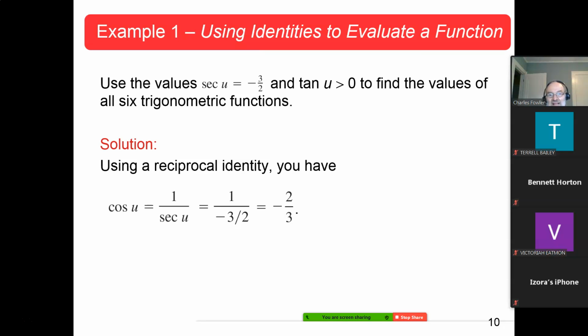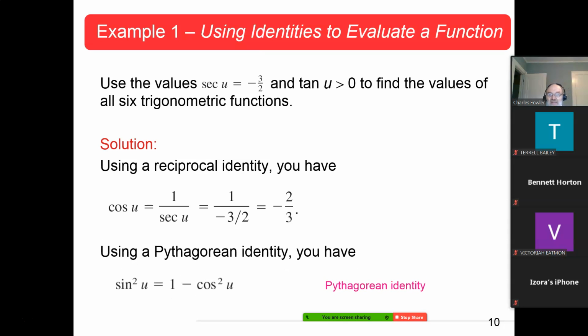Now, what they do is go straight to the Pythagorean identity and get the sine. Sine squared is 1 minus cosine squared. We know cosine is negative 2/3, so cosine squared is a positive 4/9. 9/9 minus 4/9 is 5/9, so sine must be plus or minus the square root of 5 over 3. Well, we know the quadrant: secant being negative puts us in the second or third quadrant, and tangent being positive puts us in the first or third quadrant. Therefore, it has to be the third quadrant. Sine is negative in the third quadrant, so we use the negative root 5 over 3.